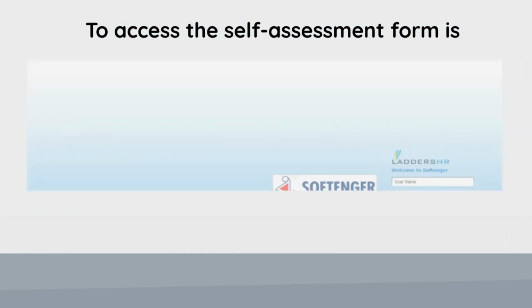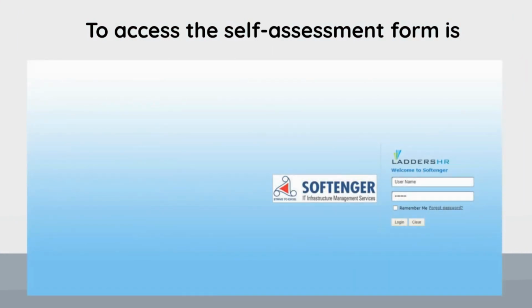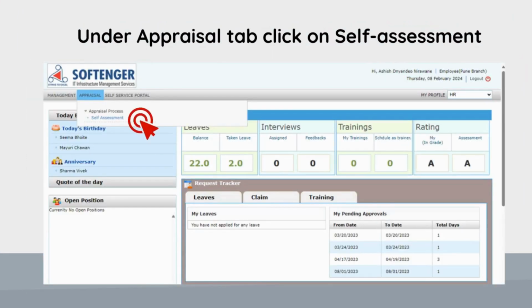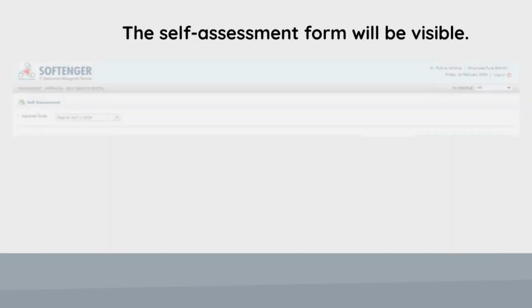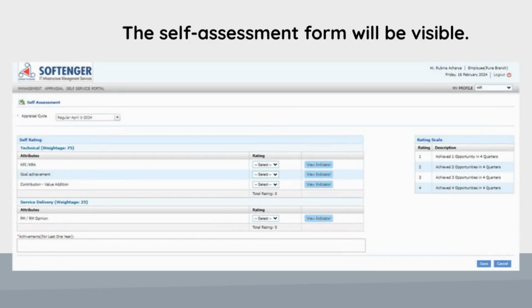To access the self-assessment form, log in to HRMS. Then under the Appraisal tab, click on Self-Assessment. And from the Appraisal Cycle drop-down, select the Appraisal Cycle. The self-assessment form will be visible.